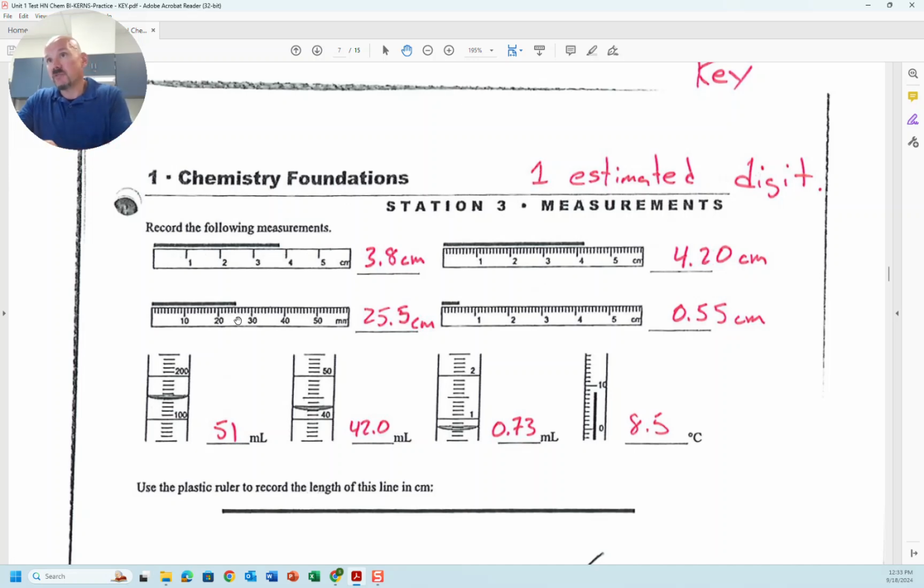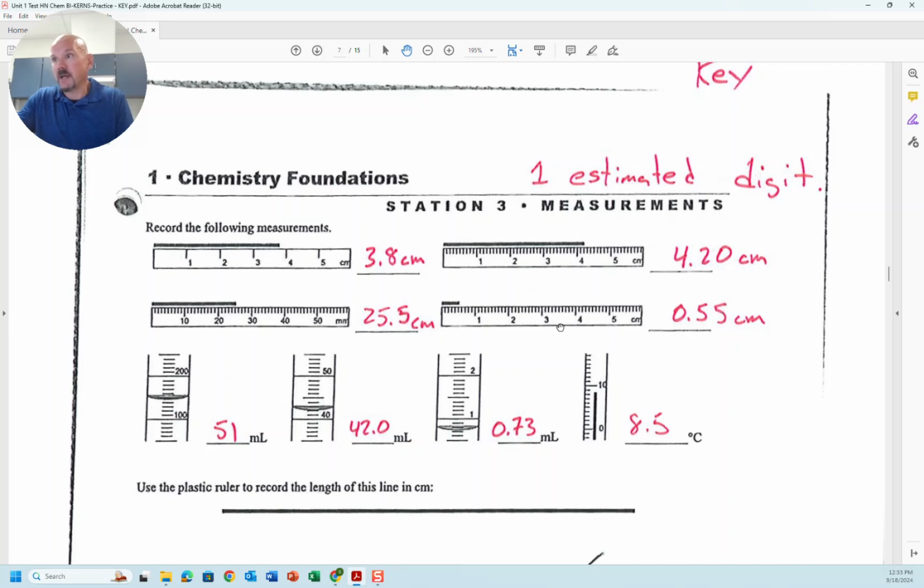So each tick mark represents 1 millimeter. That's the ones place, so I'm allowed the tenths place. So I need the tenths place. If you thought it was right on the line, then 25.0. Okay. Here again, each one is 0.1 centimeters, so I'm allowed the hundredths place. Okay, and again, this digit is probably good.